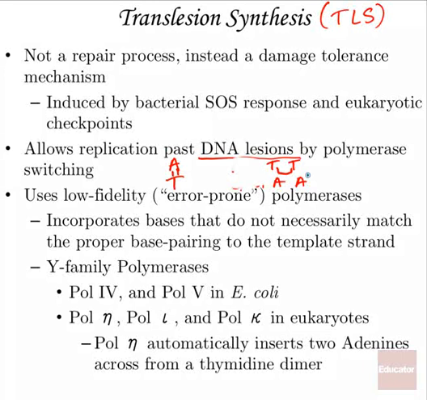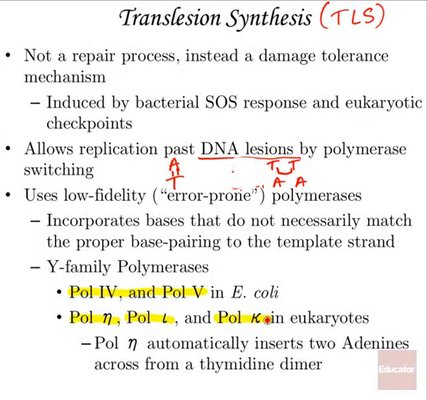So how it does this is it goes through polymerase switching, and it uses low fidelity or very error prone polymerases. And these polymerases will incorporate bases that likely don't match the proper base pairing to the template strand. And these error prone polymerases are usually from the Y family of polymerases. And if we're talking about E. coli, we have polymerase 4 and 5. And in eukaryotes, we have pol eta, pol iota, and pol kappa.